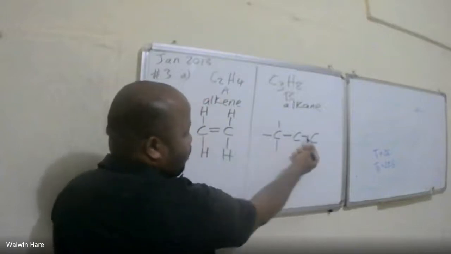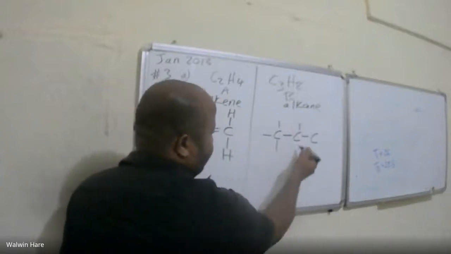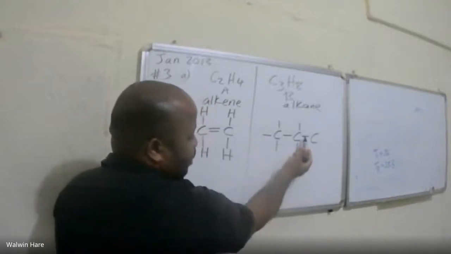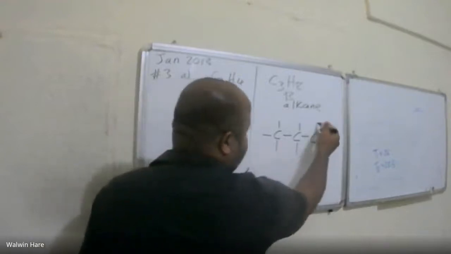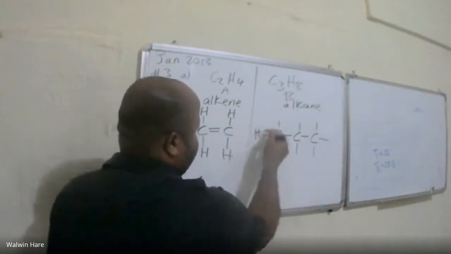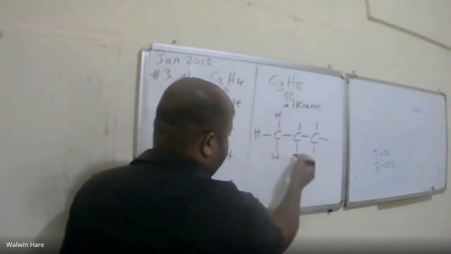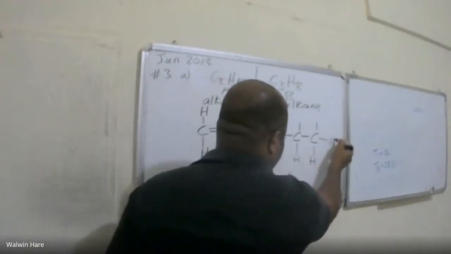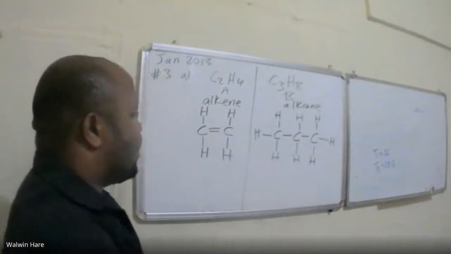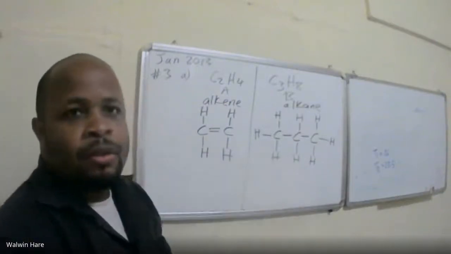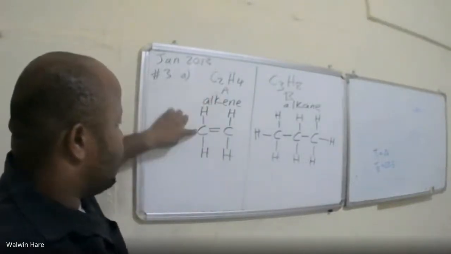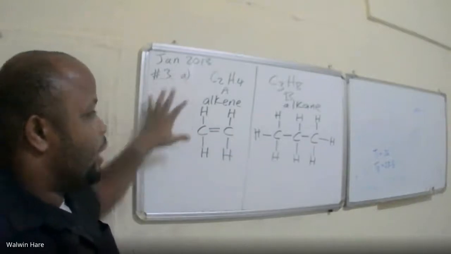This one has 2 bonds, so it just needs 1 above and 1 below. This one at the end only has 1 bond at the moment, so it needs 3 more. And at the end of every line, you will put hydrogens. Right? So this is the displayed formula for C3H8. And this is the displayed formula for C2H4.